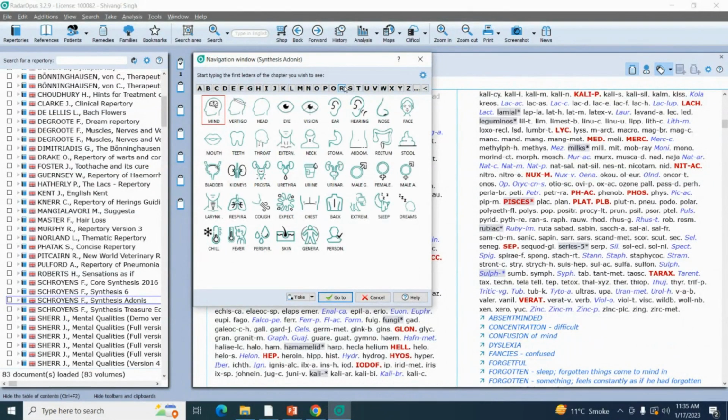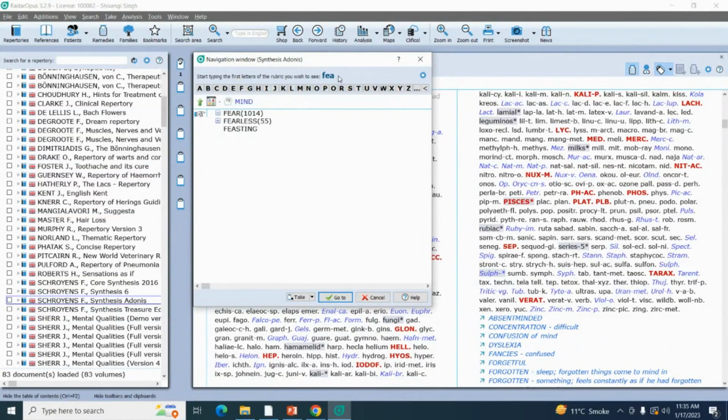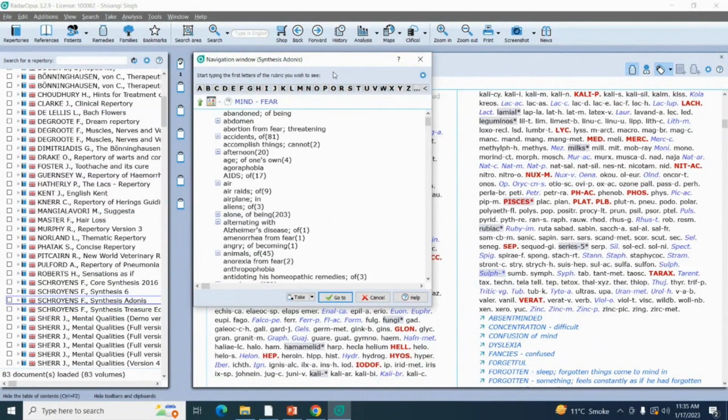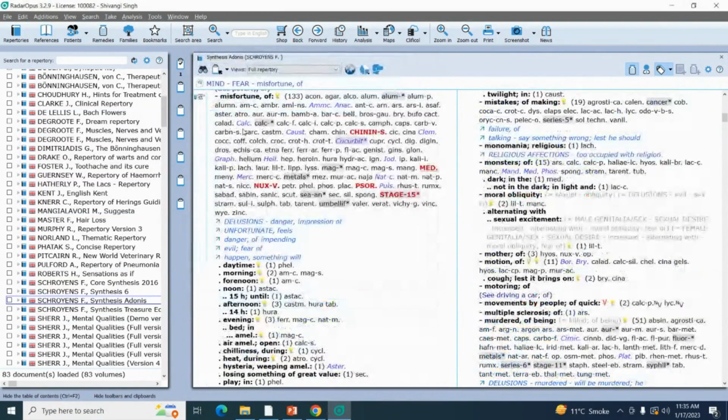Next symptom, my patient has the fear of misfortunes. Fear is also a mental symptom. I'm going to the Mind chapter again. I'm going to type here fear. Just write down the initial. You will get your rubric below. Fear. Misfortunes of. Now enter on this. Now my rubric has opened on my main display screen. From Mind chapter, fear is my rubric, misfortunes of is my sub rubric.